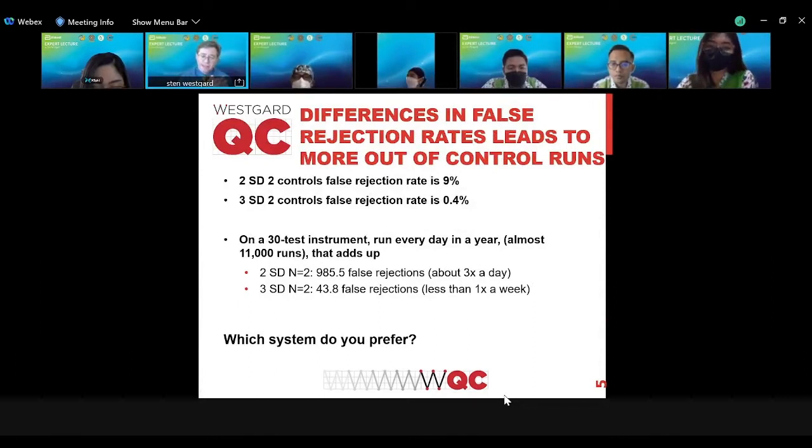So, as I said, 9% false rejection if you're running 2 controls with 2 SD. If you're running 2 controls with 3 SD, it's down to 0.4%. And if we look at an instrument that's running 30 tests, and you're running it every day, if you look at a whole year, that's almost 11,000 runs, and almost 1,000 of them will be out of control if you keep your limits at 2 SD. So that means you might have out-of-control events every day, maybe multiple times per day. Whereas if you have 3 SD limits, you have about 44 rejections, which means it's less than 1 a week.